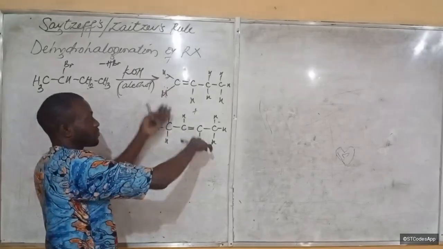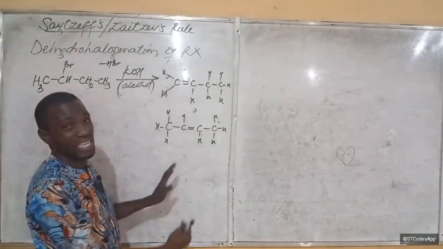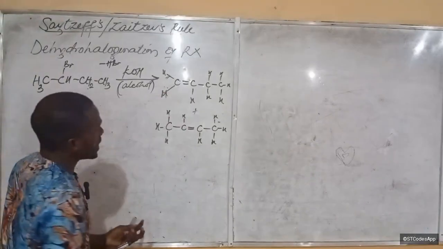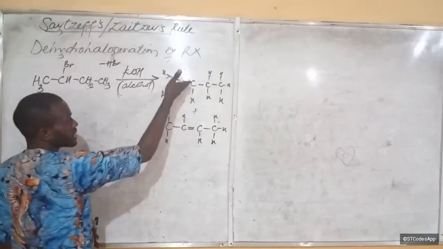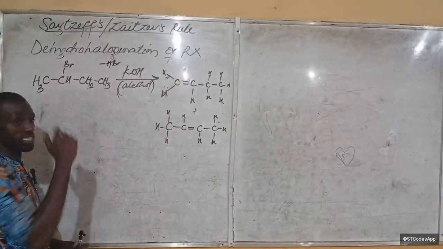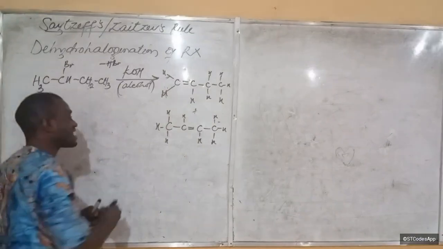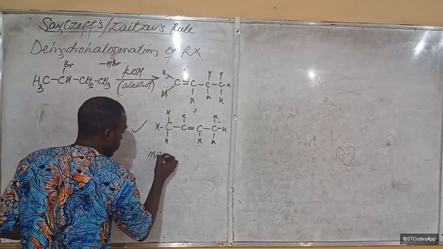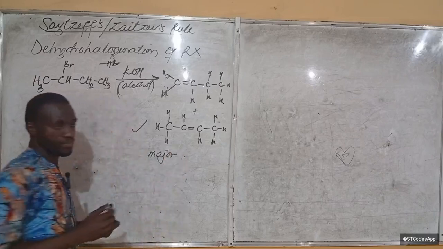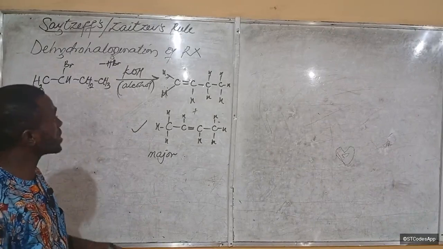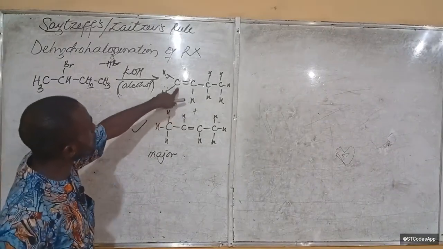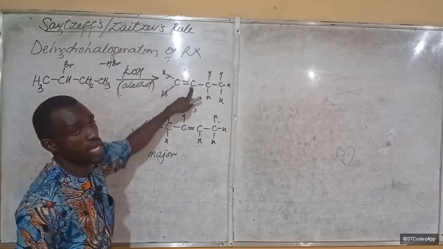This is called the anti-periplanar position. Now listen, there are two possible products, either this or this. What does Zaitzev say? Zaitzev says that it is this one that will be the major product. Why? The reason is that the double bond here is formed between a primary carbon and a secondary carbon.